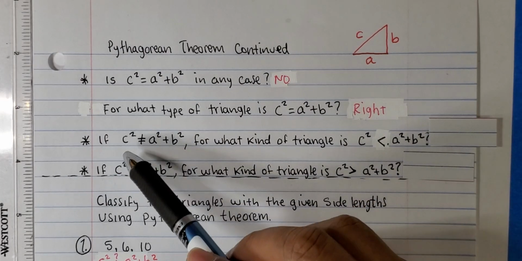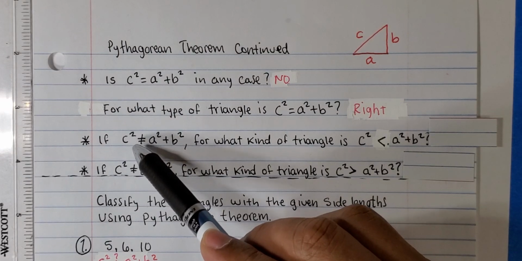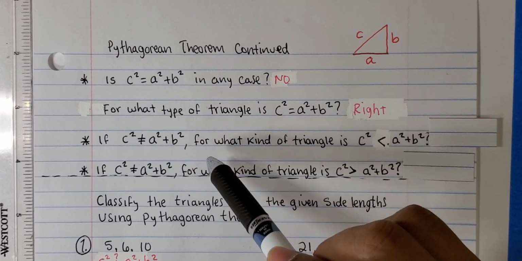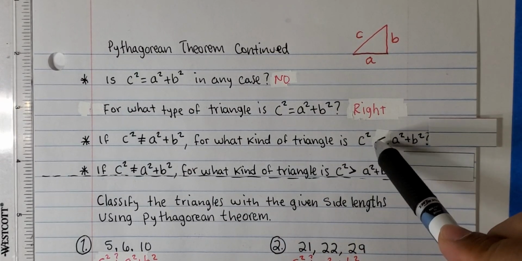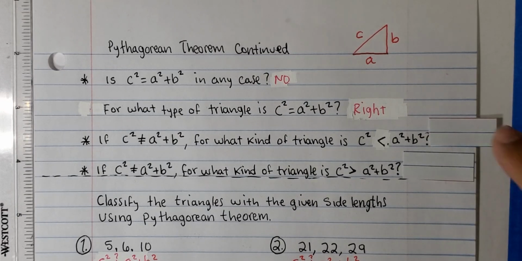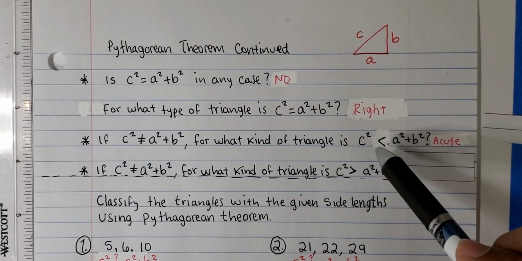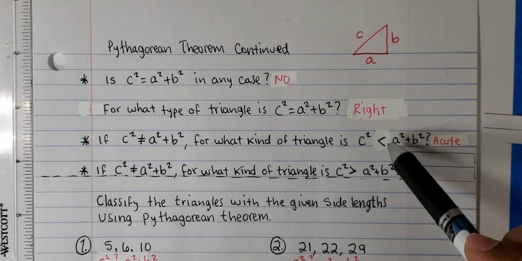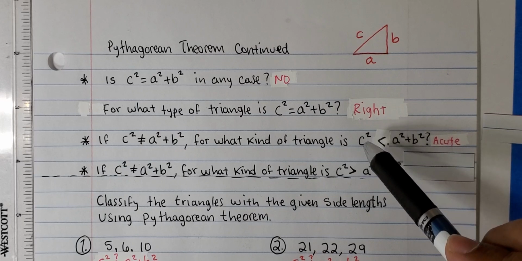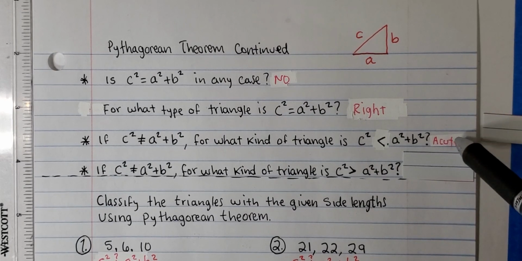So what happens if c squared does not equal a squared plus b squared? For what kind of triangle is c squared less than a squared plus b squared? The answer to that question is for acute triangles. So once you apply the Pythagorean theorem to the three given side lengths for a triangle, and you end up with the hypotenuse squared being less than the sum of the squares of the legs, you have an acute triangle.